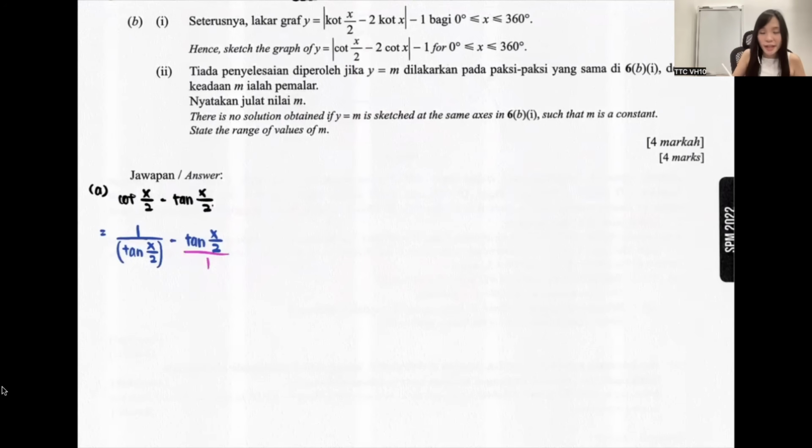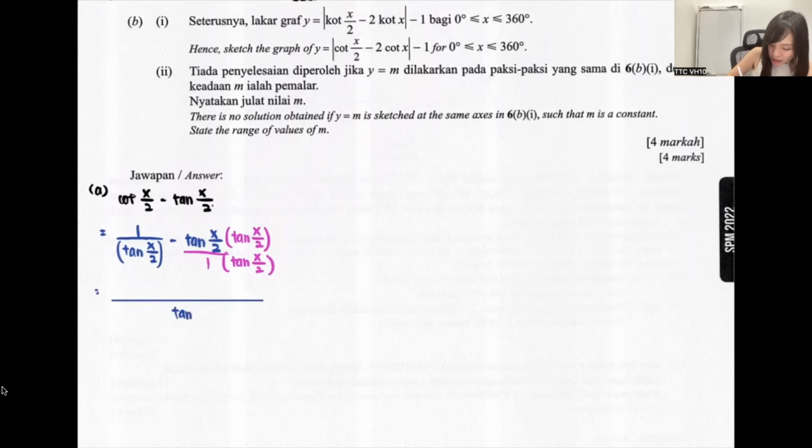So 1, how to have tangent x over 2? Then you will times tangent x over 2. When the bottom you times tangent x over 2, of course the top you must also times the same thing. Then only like that, they can become the same denominator. Can you see that? Tangent x over 2, okay?